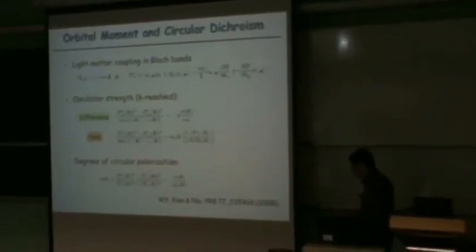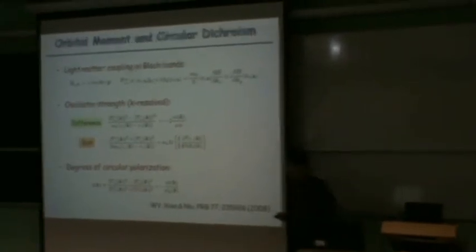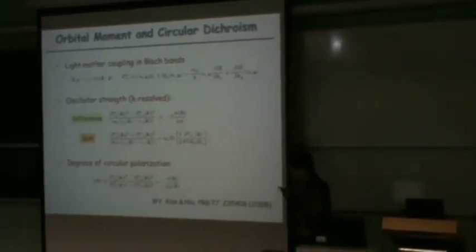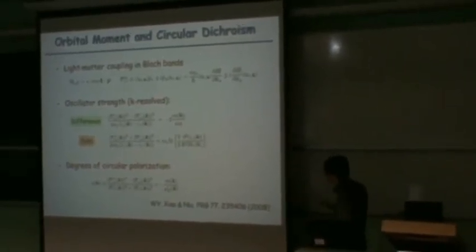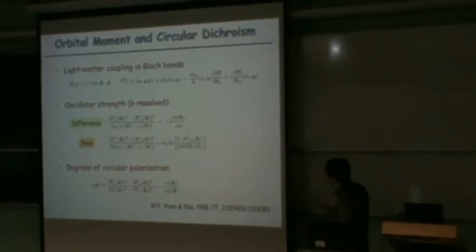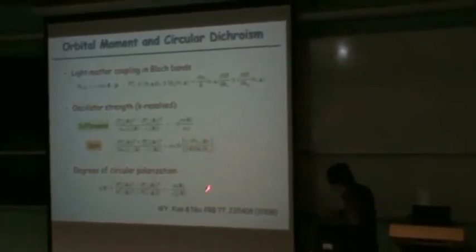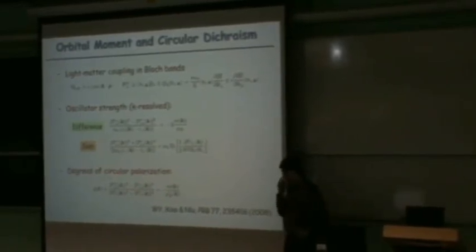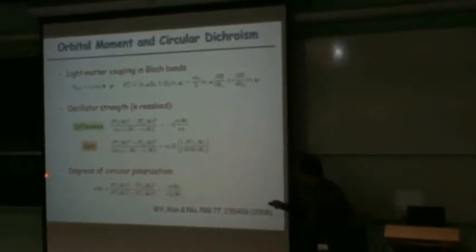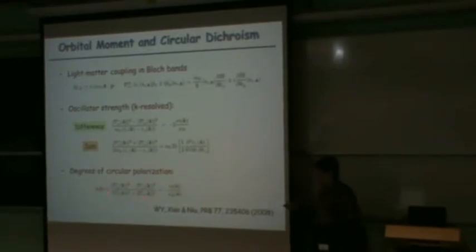is the optical selection rule at K and K prime points. You can calculate the optical transition at K and K prime values. Here, the degree of polarization at K and K prime can be calculated in this way. And this polarization, whether circular polarization is right-handed or left-handed, is pretty much proportional to the orbital magnetic moment.